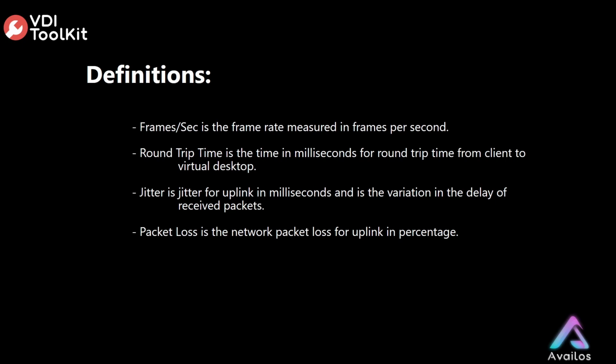The first one is frames per second, which is the frame rate measured in frames per second. We have the round trip time, which is the time in milliseconds for round trip time from the client to the virtual desktop. We have jitter, which is for the uplink measured in milliseconds and is the variation in the delay of received packets. We have packet loss, which is the network packet loss for uplink in percentage.